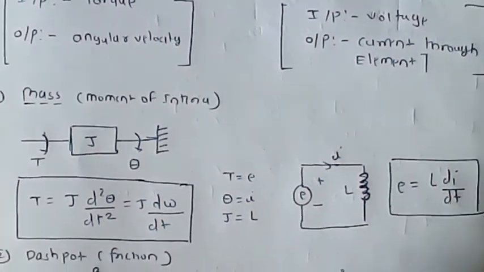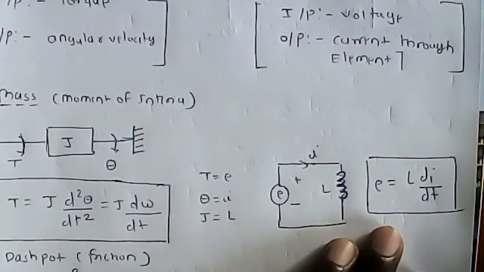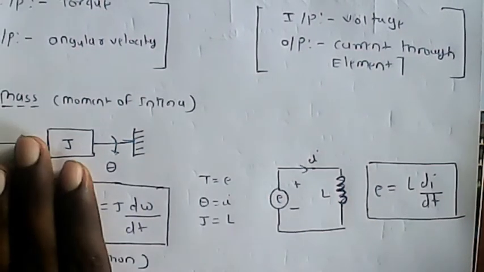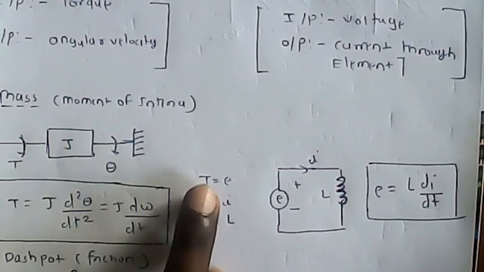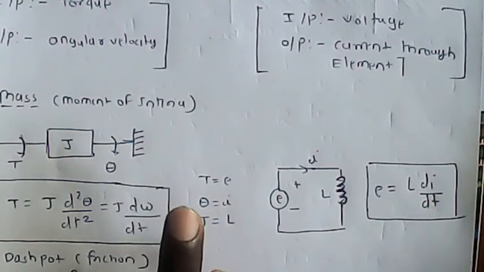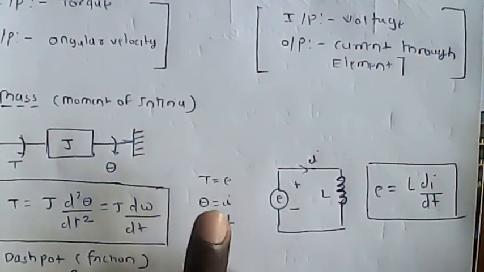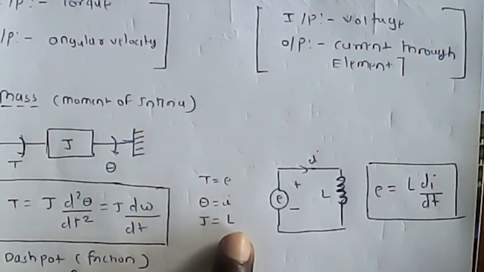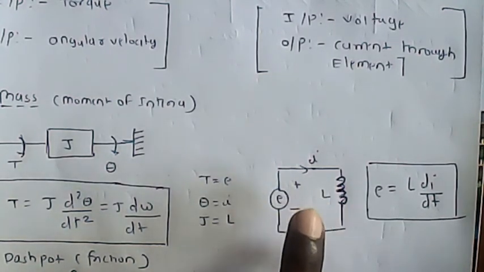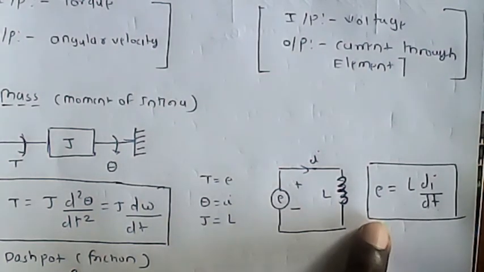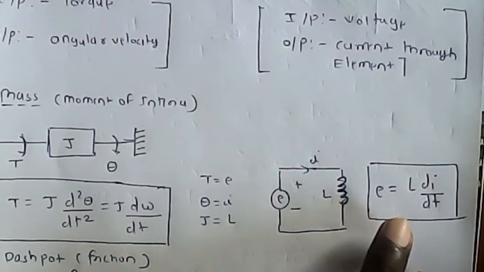So we can write this in terms of the electrical circuit. This moment of inertia or mass is converted into an electrical circuit, where T is equal to the electrical voltage or potential difference across the two elements, theta, that is angular displacement, is the current, and J is equal to the inductor. So we can draw this circuit accordingly, and the output current can be measured in terms of the voltage. We can write it in terms of the voltage as E equal to L di by dt.